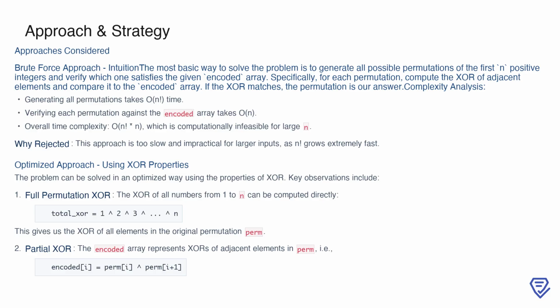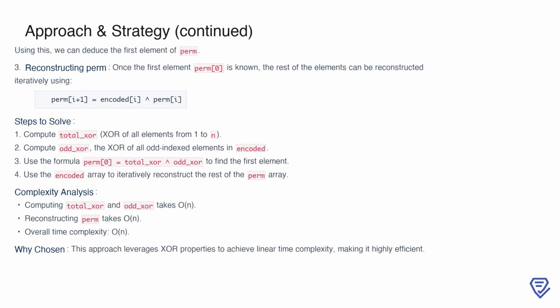Now, moving to the optimized approach, we can leverage the mathematical properties of XOR to solve this problem more efficiently. One key observation is that the XOR of all numbers from 1 to n, what we can call the total XOR, can be computed directly. This provides the XOR of all elements in the original permutation. Additionally, the encoded array itself represents the XOR of adjacent elements in the permutation, allowing us to work backward to reconstruct the original sequence step by step. Using these properties, we can deduce the first element of the permutation and reconstruct the entire array.